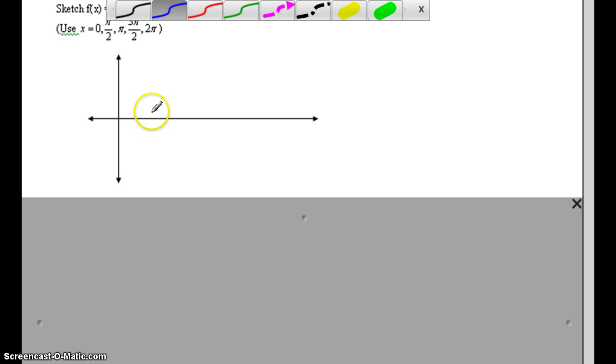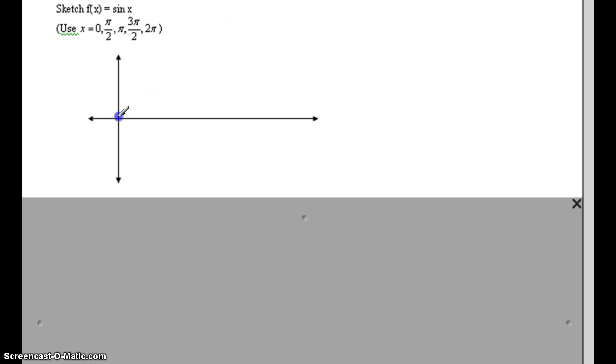So on your paper, we are going to go ahead and label 0. And then set your intervals because we're going to graph sine. All right? So set your intervals for pi over 2, pi, 3 pi over 2, and 2 pi. Just your basic 4 different intervals. So here's 2 pi. And then go ahead and take a minute to do the same. Okay? And then we have pi over 2 and 3 pi over 2.